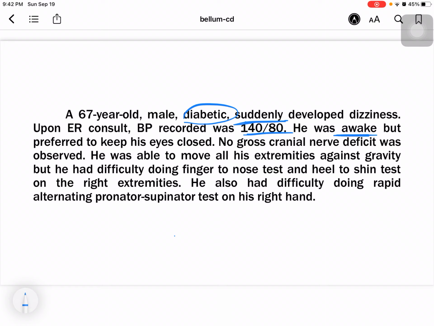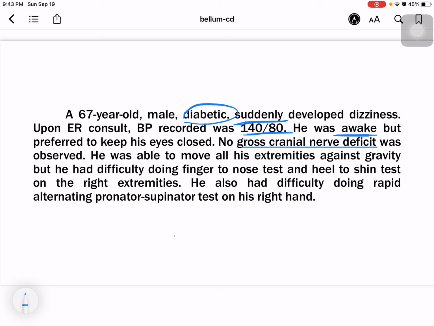If the patient is awake and not comatose, there would be preservation of the function of your activating reticular system, which is located in the brainstem. If that is preserved, we can say that some function of the brainstem is also preserved. There is no gross cranial nerve deficit observed. The cranial nerves are housed in your brainstem, so if there are no lesions at the cranial nerves, we can say that the brainstem is also preserved.